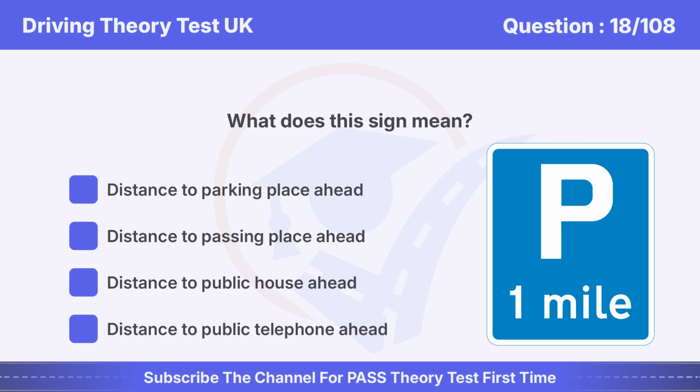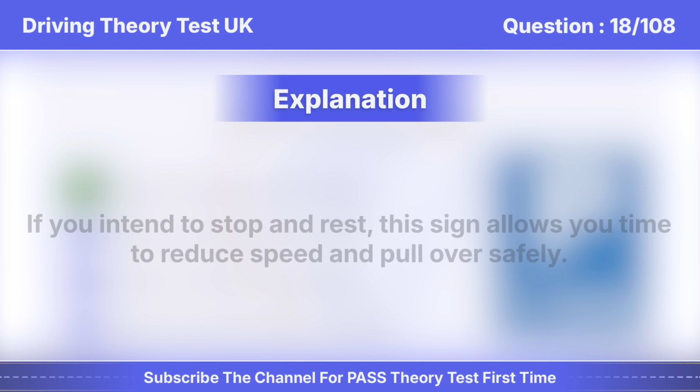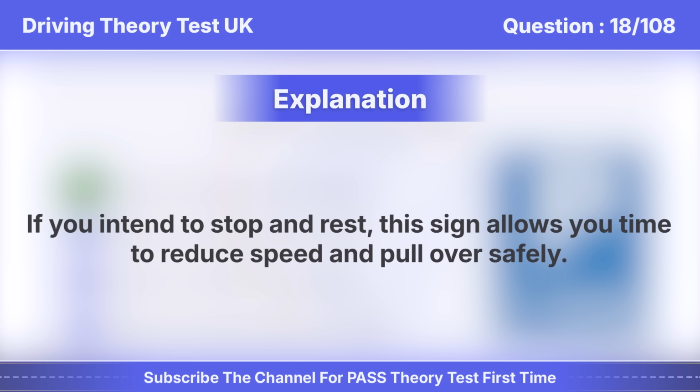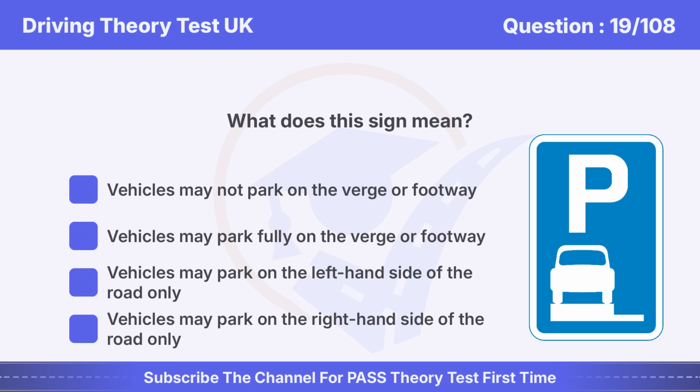Question 18. What does this sign mean? Answer is A. Distance to parking place ahead. If you intend to stop and rest, this sign allows you time to reduce speed and pull over safely. Question 19. What does this sign mean?